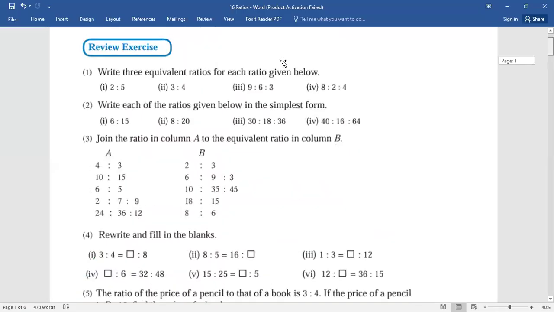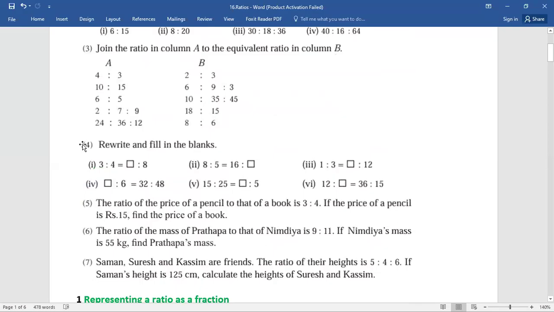So I gave you the homework, the third one and the fourth one. For filling these two, you need the multiplication table. If you are very good at the multiplication table, you can do this.